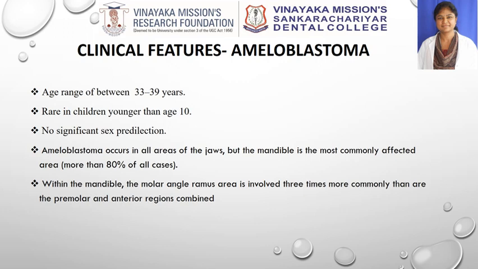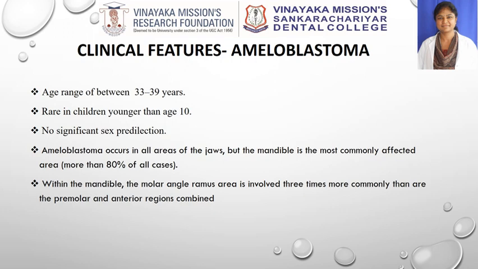Now, let us discuss the clinical features of ameloblastomas. Ameloblastoma has a wide range of occurrence from 10 years through 90 years of age. The average age at diagnosis is between 33 to 39 years, and most cases cluster between ages 20 and 60 years. Only about 10% of the cases have been reported to arise in children, and less than one-third of those occur in children younger than 10 years.